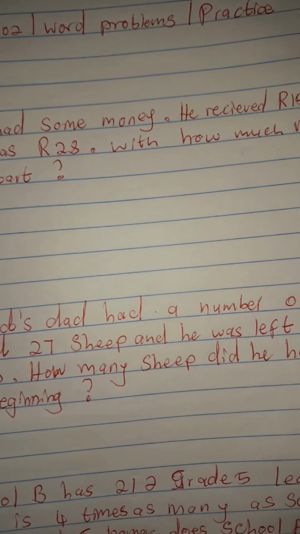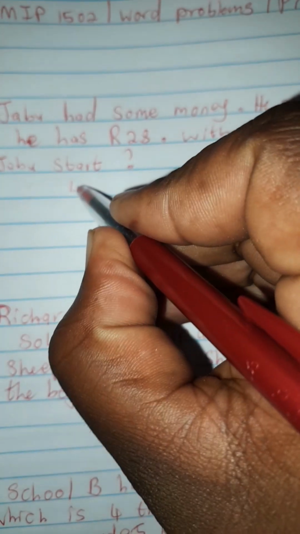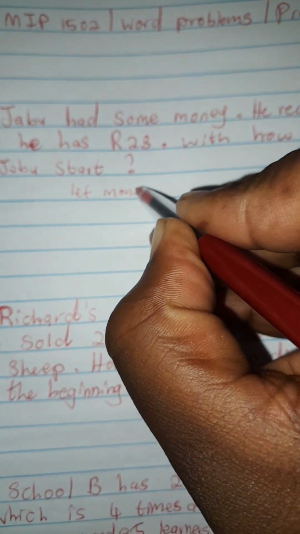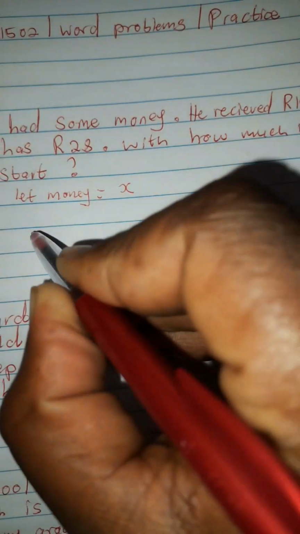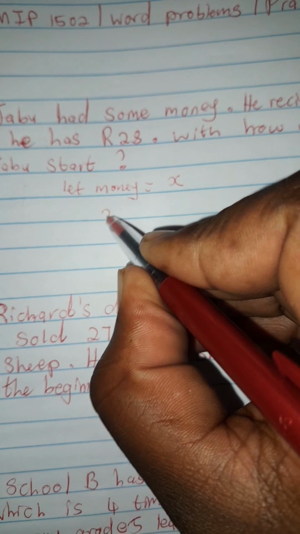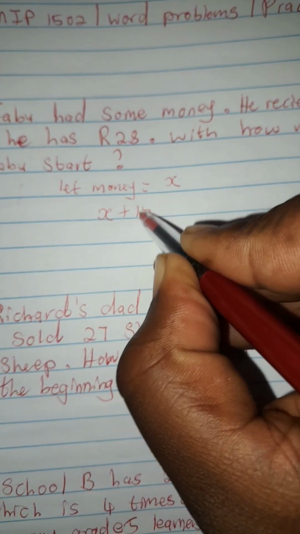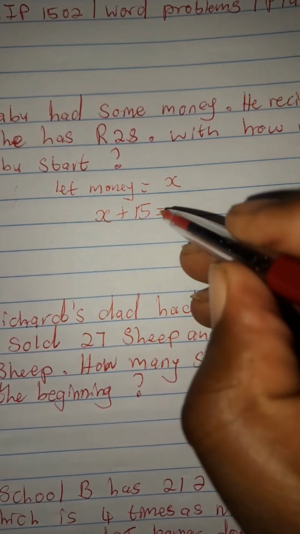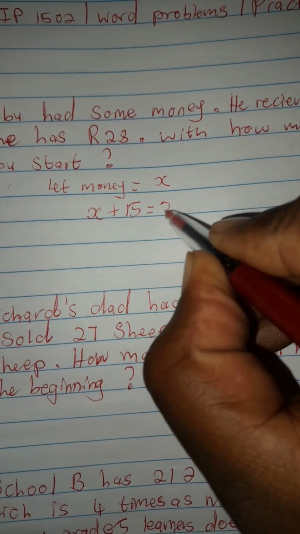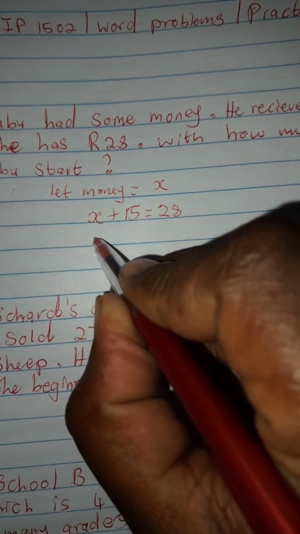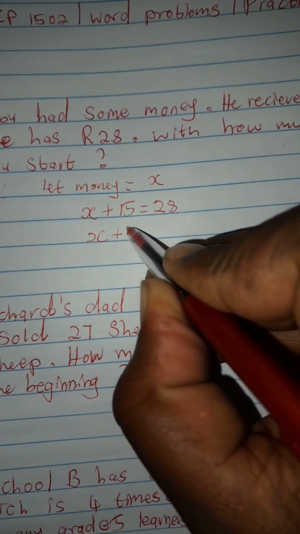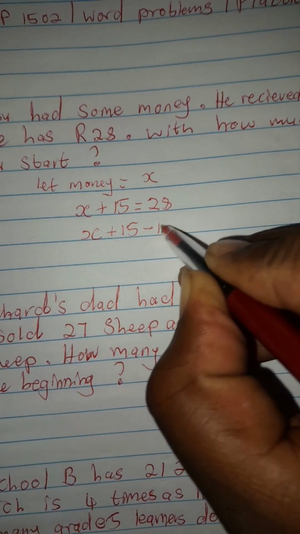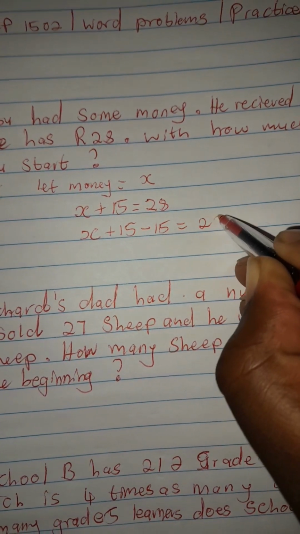We are going to say, let the money that Jabu started with be X. Since they said he received 15 more, it's going to be X plus 15, which equals 28. Then we need to make X the subject. So we are going to subtract 15 from both sides.